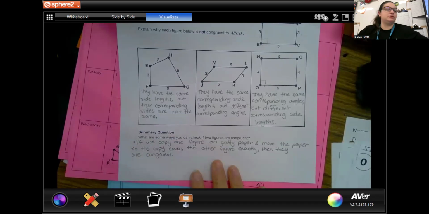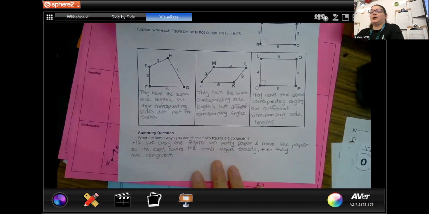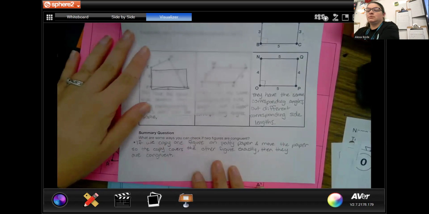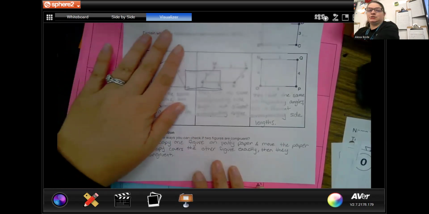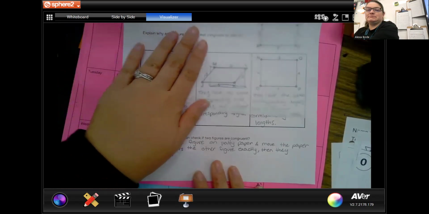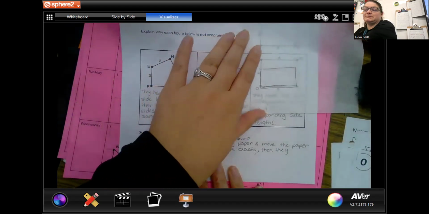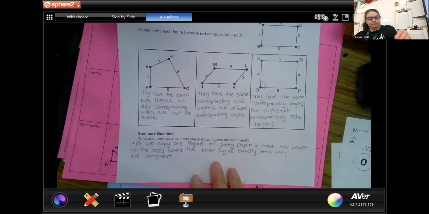So again, I was using my patty paper. When I try to match this up, it doesn't match. When I try to match this up, it doesn't match. When I try to match this up, it doesn't match. Therefore, they are not congruent.